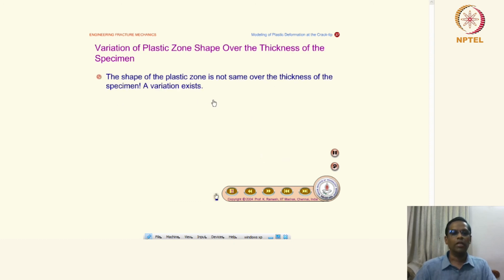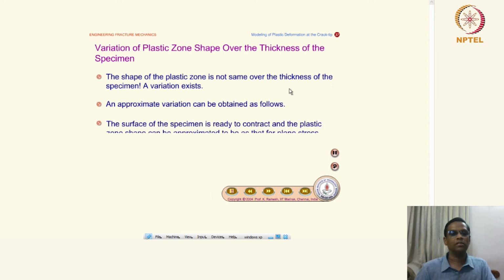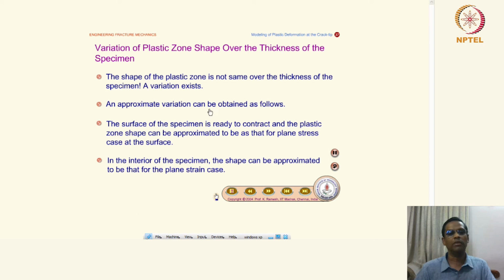So now, what is an important point to note here is the variation of plastic zone shape over the thickness of the specimen. How do we visualize this shape? The shape of the plastic zone is not the same over the thickness of the specimen. A variation exists. An approximate variation can be obtained as follows.